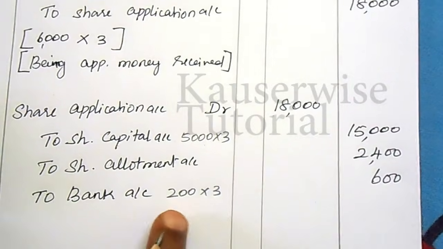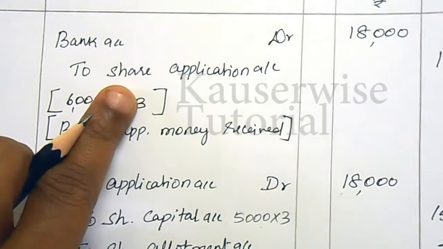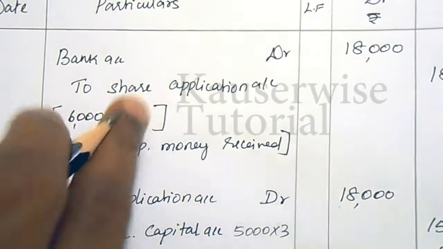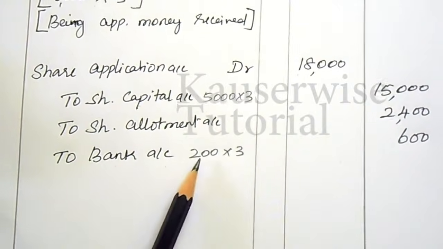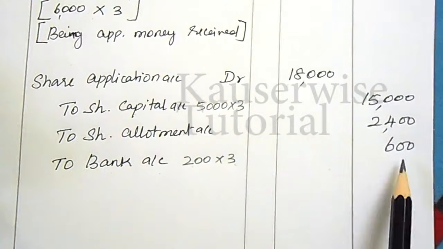So what is the entry when we receive application money? Bank account debit to share application, no. When we reject the application money, you have to write the reverse entry. That is share application account debit to bank. See the entry. Share application account debit to bank. How many applications were rejected? 200 shares. 200 into 3 rupees per share, 600.